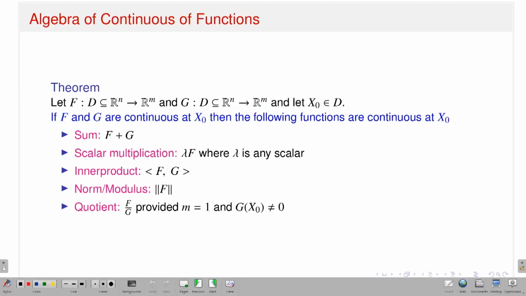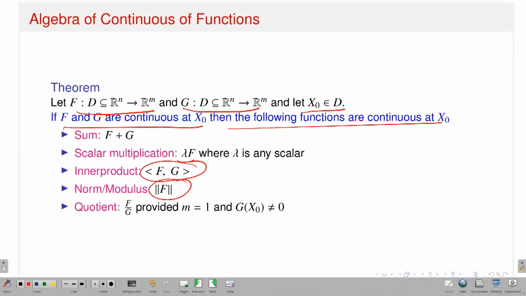This is just one simple slide: the algebra of continuous functions. If I have a function f from Rn to Rm, and a function g from Rn to Rm, and I take the point x naught in D, then if f and g are continuous at x naught, the following functions are also continuous at x naught. The sum of two continuous functions is continuous. If I multiply by a scalar, that is also a continuous function. The inner product between two functions f and g, which becomes a scalar value, is also continuous. In fact, the inner product is a continuous function.